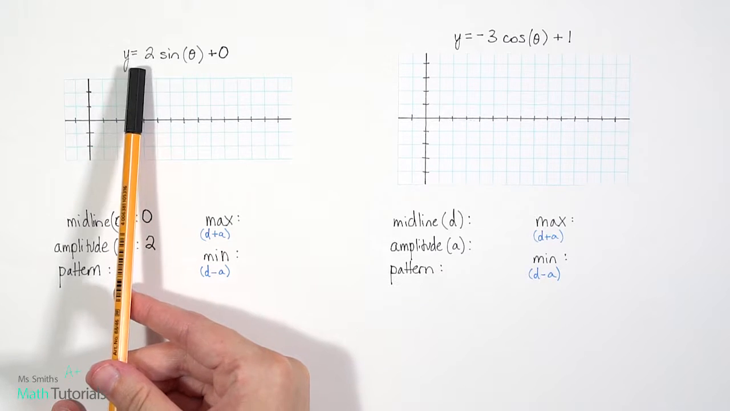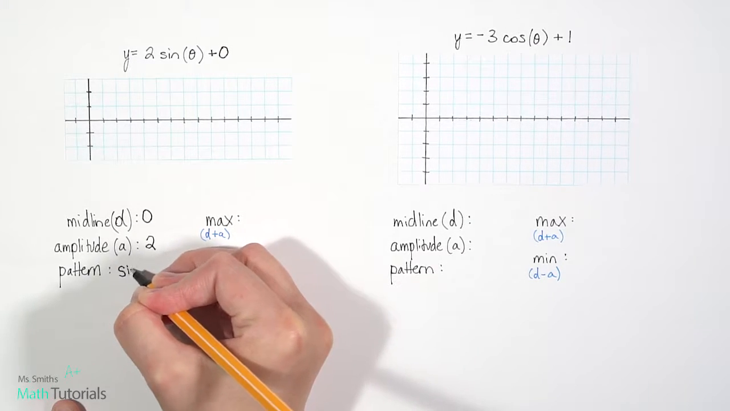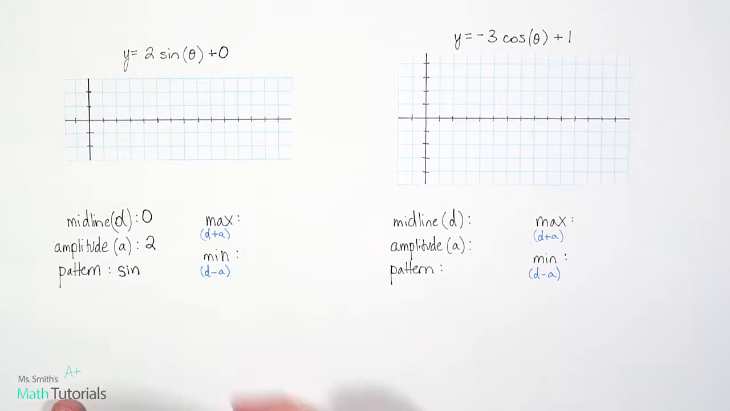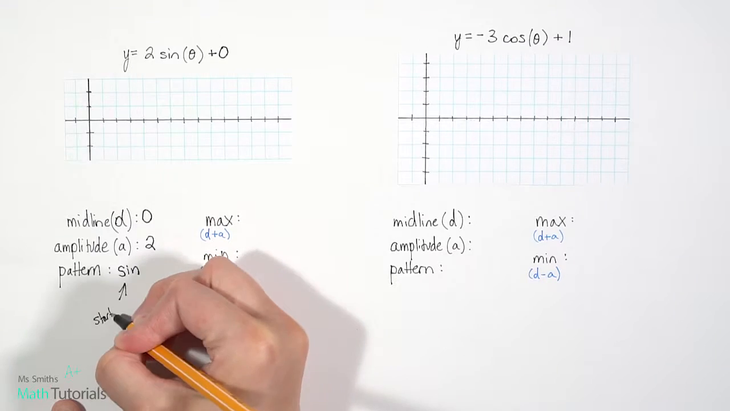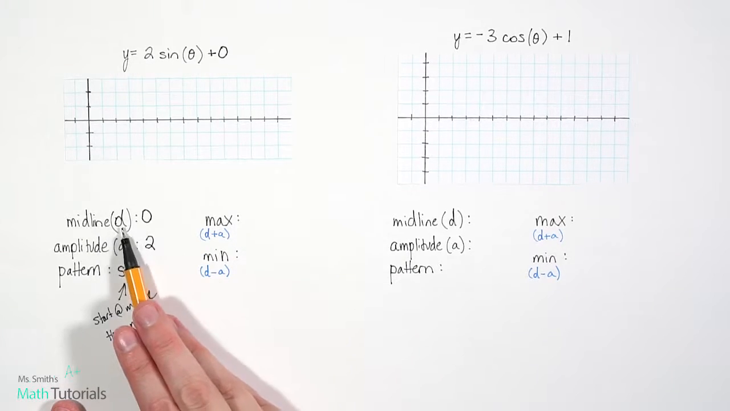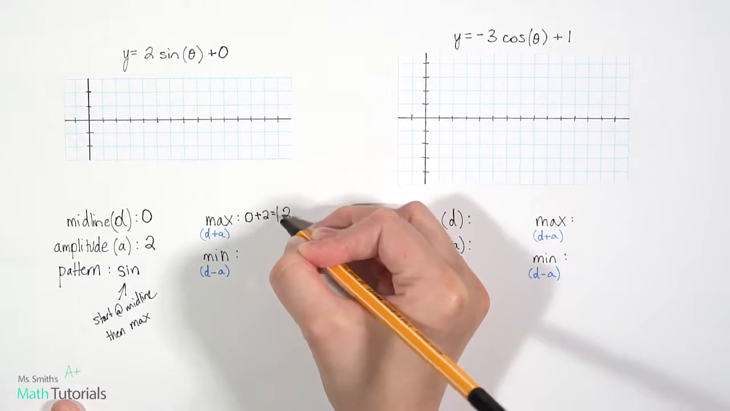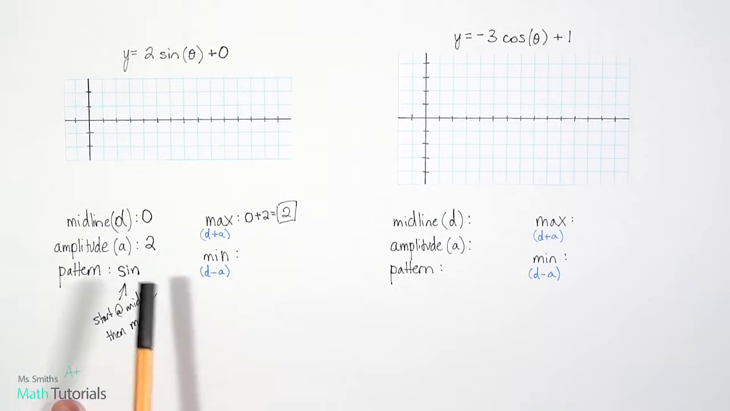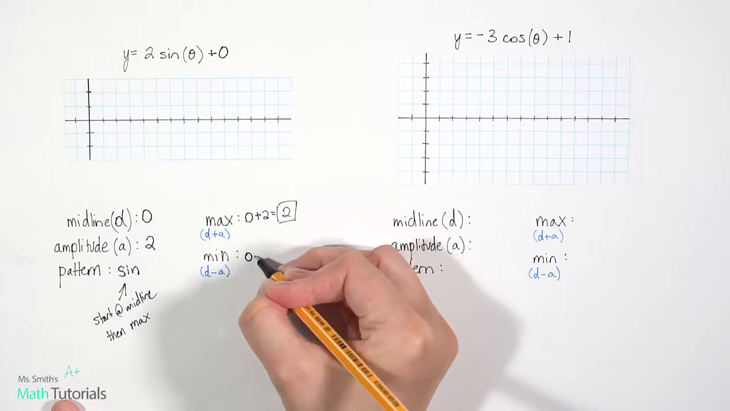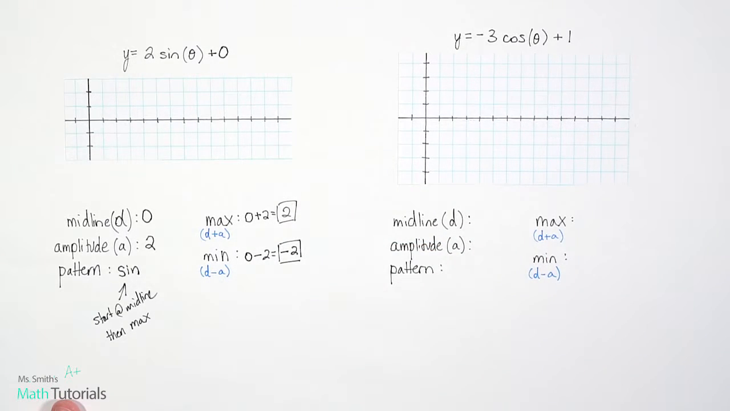And that 2 is positive, so that means this is a positive sine pattern, so I'm just going to write the pattern as sine. Now I know we don't have it on this page, but on the other page, remember that the pattern for positive sine is we start at the midline and then we go to max. Now to find the max, we take our d and add our a, so in this case it's going to be 0 plus 2, which would give us a positive 2 for our max. And for our min, d minus a, so 0 minus 2, gives us a negative 2 for our min.